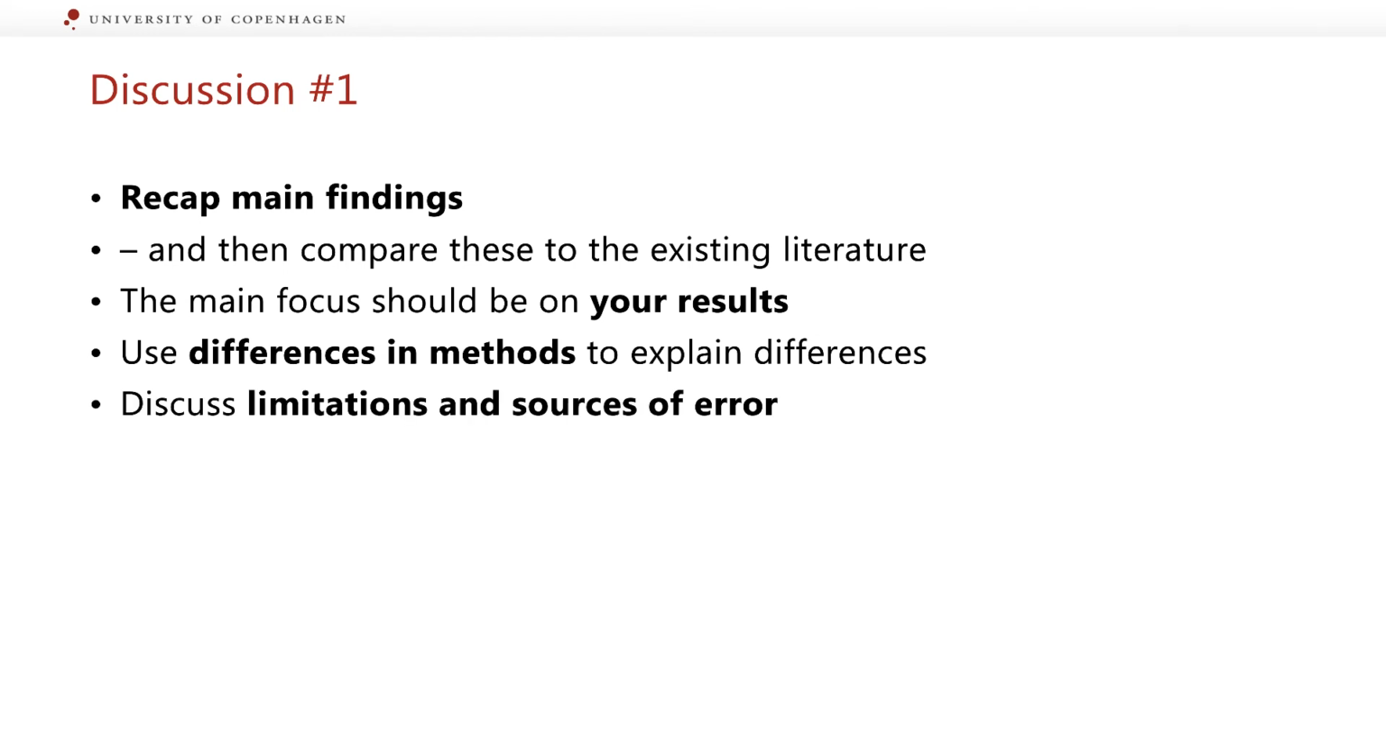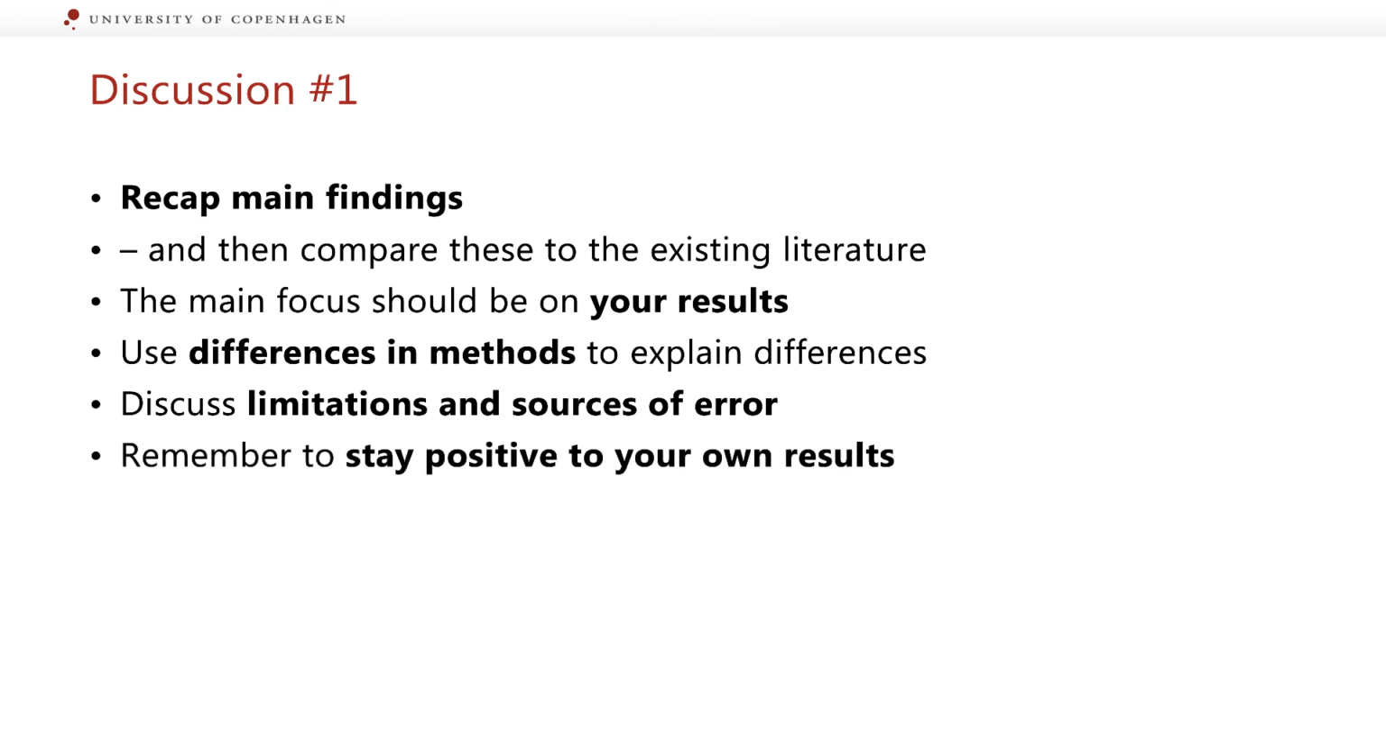You also have to discuss limitations and sources of error in your trial, but these have to be relevant to your study. Do not list all potential sources of error, because there will be a lot of them. Find those that are most important and crucial in terms of your primary endpoint and even your conclusions, and discuss those. And remember to stay positive to your own results.